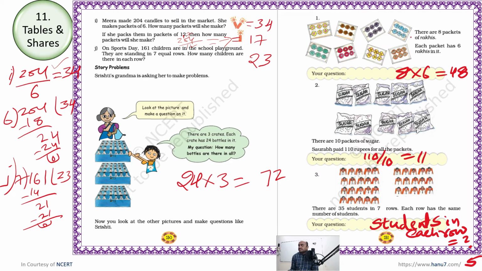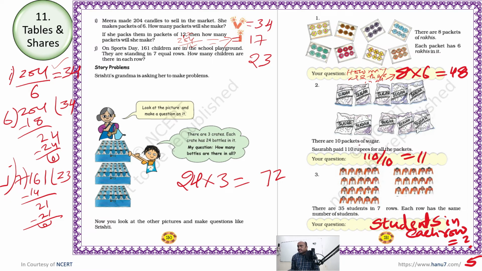These are the different Rakis which are available here. There are 8 packets of such Rakis. Each packet has 6 Rakis in it. So tell me, how many are there in all? The answer is, you have to tell that 8 into 6 is equal to 48.